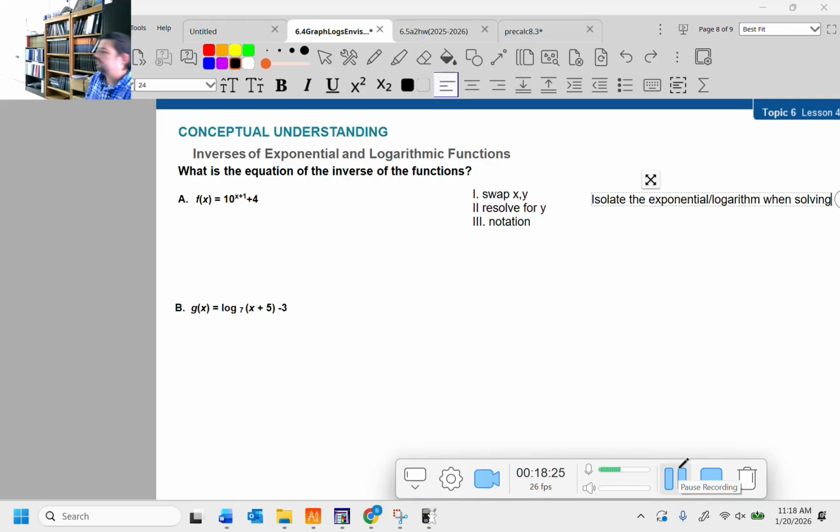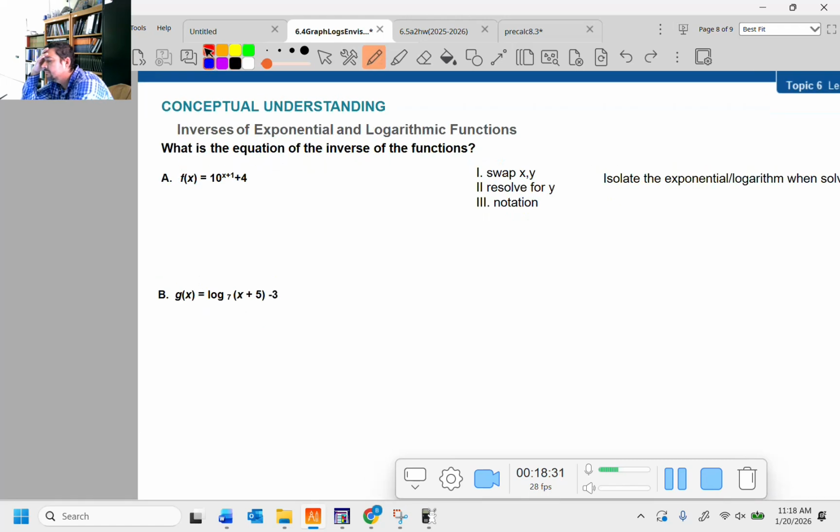Starting inverses. First step, swap x and y. If you see f of x, you literally get the f out of it. So x is going to be 10 raised to the x plus 1, and then plus 4. Isolate the exponential or logarithm. Always isolate. So we're going to subtract 4 from both sides. And now that the exponential has been isolated, label your pieces: that's the base, that's the exponent, and that's the argument.